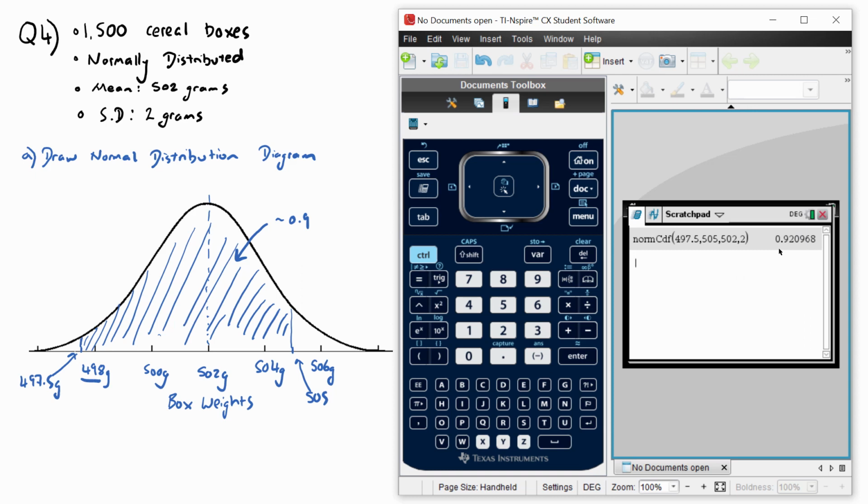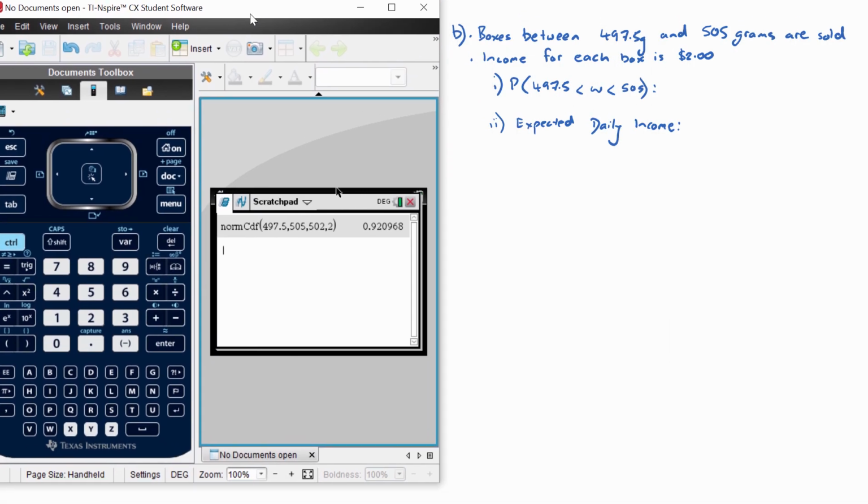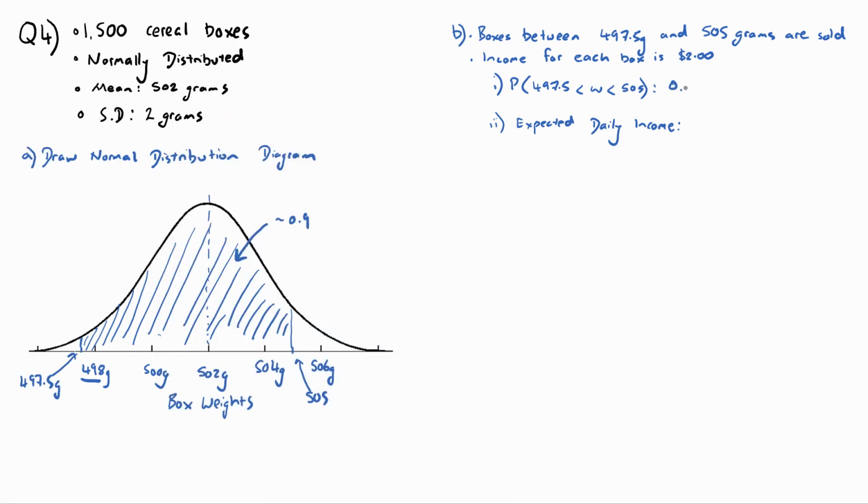So, okay, I was pretty close with my prediction, but it's 0.921. So we're going to round to 3 significant figures here. Actually, before I round, I'm going to write the exact answer, and you'll understand why I do that in a second. So 0.920968, and to 3 significant figures, that will be 0.921. Okay, so that is the answer to subpart 1 of the probability that a randomly chosen box is between these two weights.